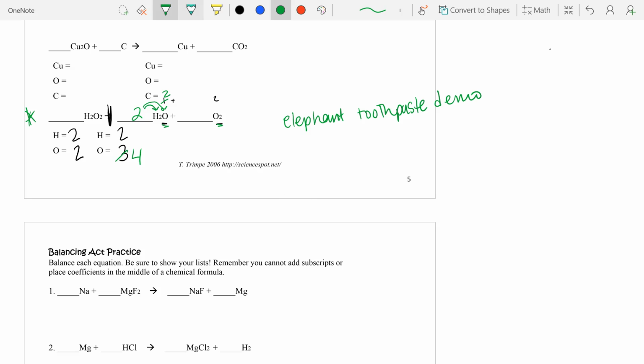But my hydrogen is also affected, so 2 times my 2 hydrogens is 4. And so now I need to fix my left side, and if I put a 2 here, it fixes both of them. It multiplies both by 4, and now I'm balanced. And so the trick to this one is realizing how to make that even with those split oxygens. Okay.